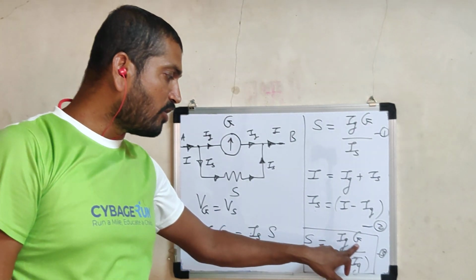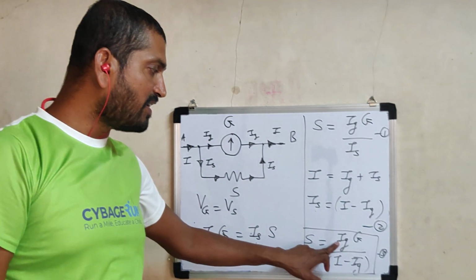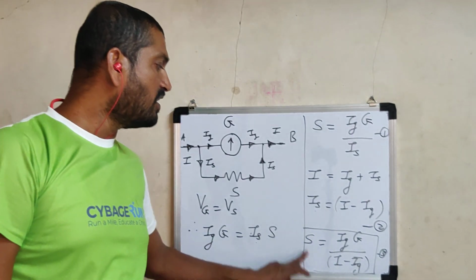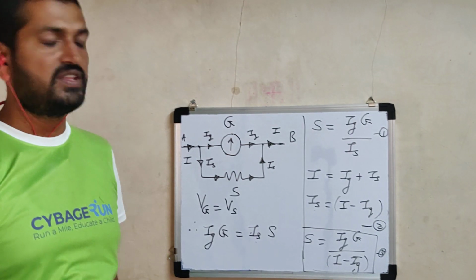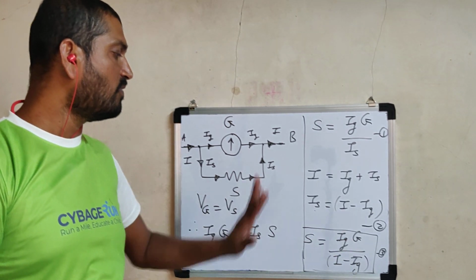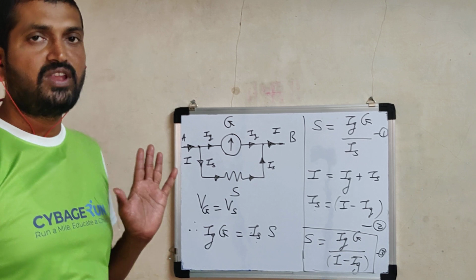So for a given galvanometer of resistance G having full scale deflection current Ig, to measure a maximum current of I ampere, the shunt required is given by formula number 3: S is equal to Ig into capital G upon I minus Ig. From a problem solving point of view, this is very, very important.